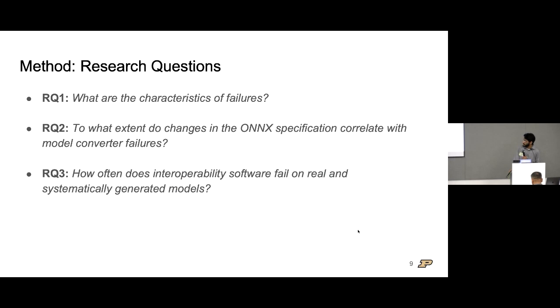So we asked sort of three questions. What are the characteristics of failures? To what extent do the changes in the ONNX specification relate to converter failures? And then the last question we asked was, how do model converters fail on both real and systematically generated models? When we say characteristics of a failure, what I mean is twofold: the symptom, which is the thing that the user would see, and the cause, which is essentially the impetus of the symptom, the thing that causes the symptom.